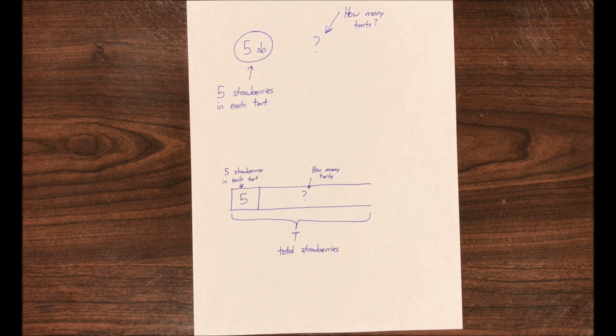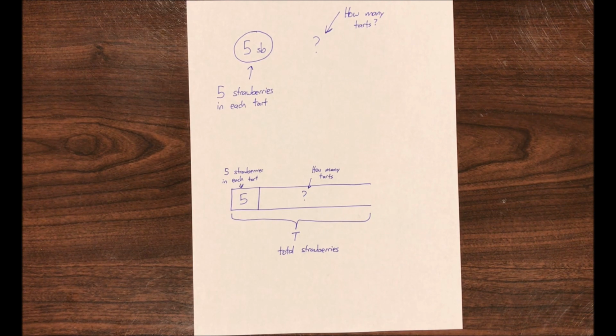So my question for you is, why do both of these representations work? Go ahead and say it out loud. Yeah, that's right. They both show that each tart has 5 strawberries and that we don't know how many tarts she's going to make or the total number of strawberries that she'll need.